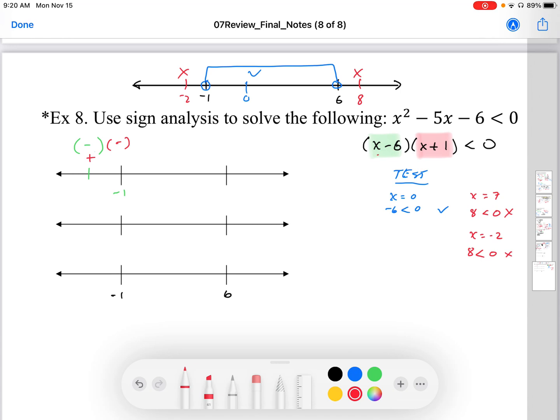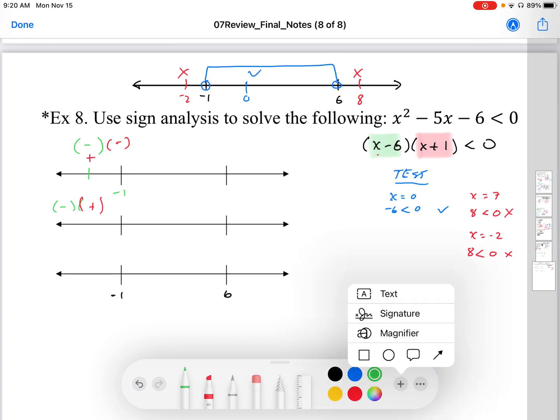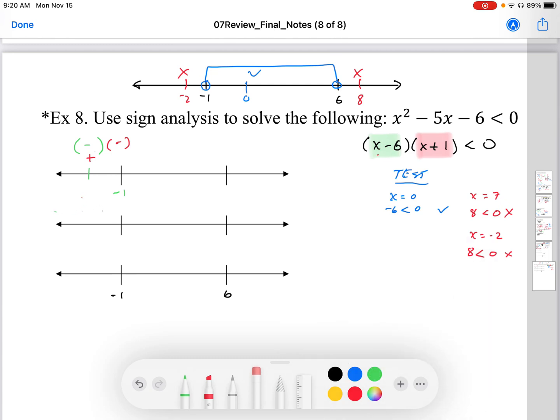Okay, so I can do the same analysis over here. I'm going to end up with negative, positive. And that's going to fail my test in there. Actually, I don't need to do that here. That's a bit redundant. So then I test the next region.